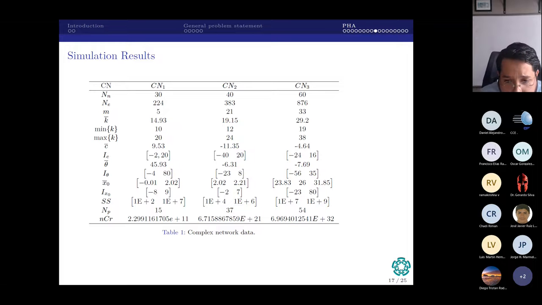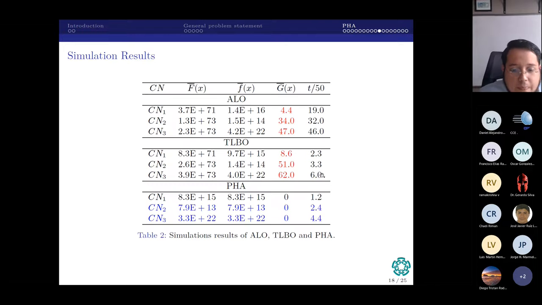This is the complex network data for the three different complex networks in the experiment. The most important is the number of combinations that depends on the NSAT-P number. This NSAT-P number is the minimal possible number for the selection of the pinning nodes. It is determined with the stability tool, but it does not guarantee that it is the minimal. This is the true problem with this optimization task. Okay, bien. This is the result.